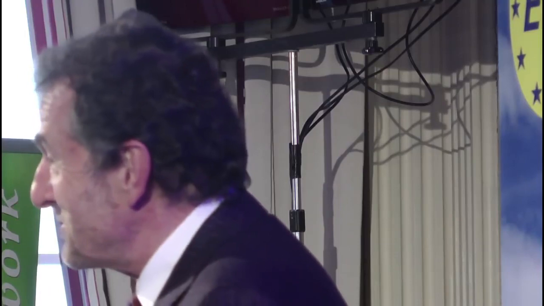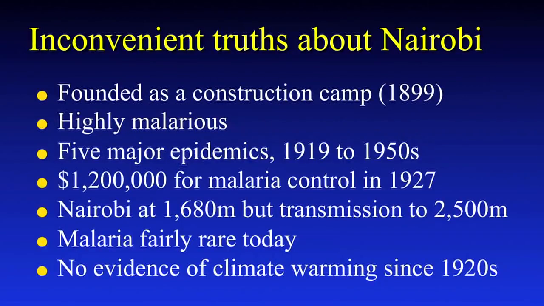So Nairobi was a construction camp. It was built in... it's funny, isn't it? I mean, it's hilarious if it wasn't so pathetic. In 1899, it was very malarious when it was founded. There were 5 major epidemics. The British spent $1 million on trying to control it. And malaria is very rare there today, and in any case, the highlands are very limited.